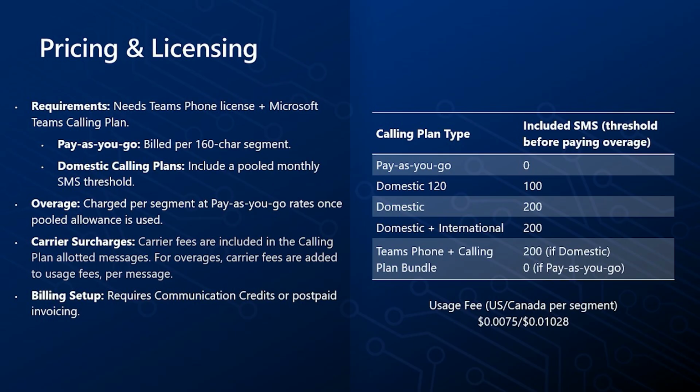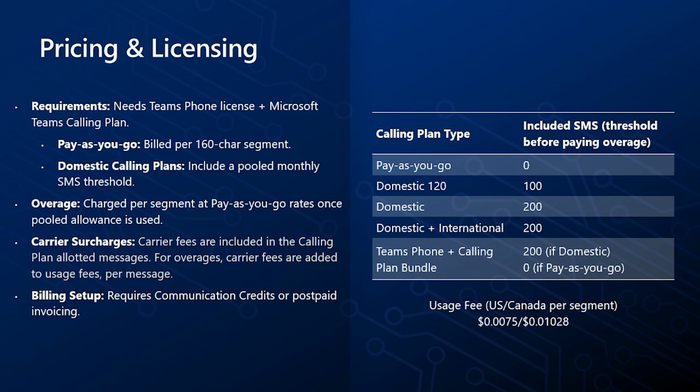It's a similar concept to minute utilization with calling plans. If you're on pay as you go, you're going to be billed per 160-character segment. There is no pool of allocated messages in pay as you go. Domestic calling plans will include different pools. I'll go over that in a second.